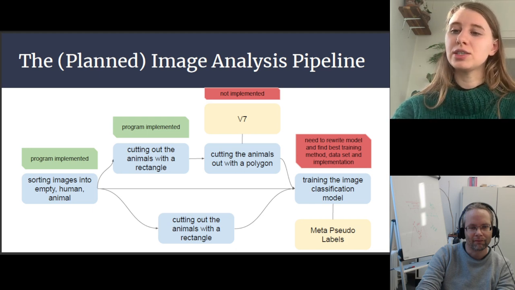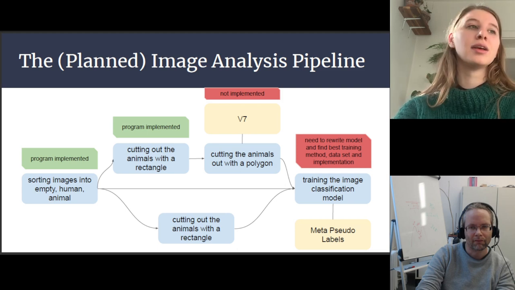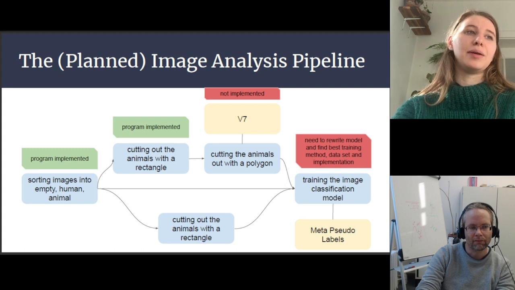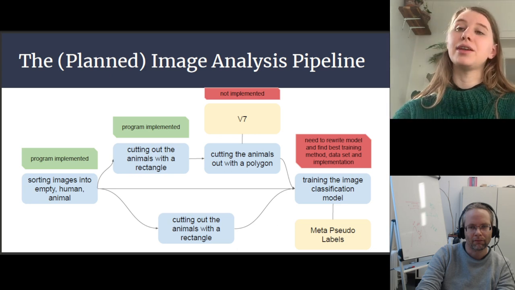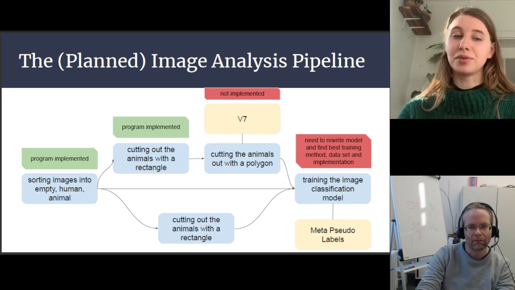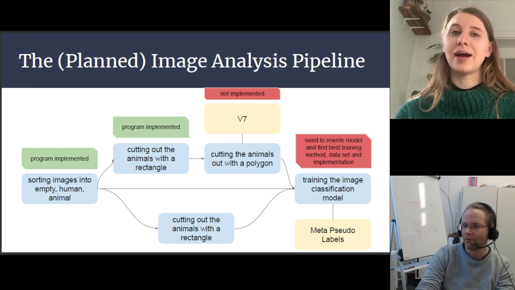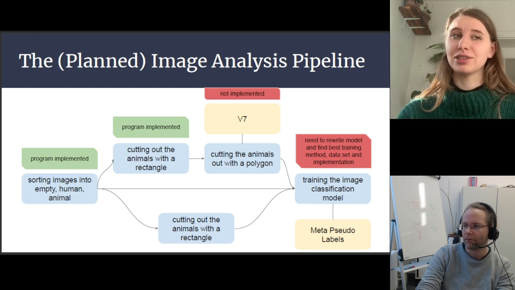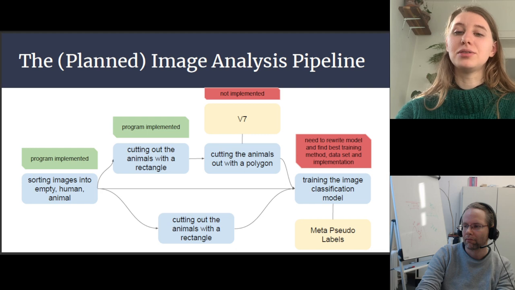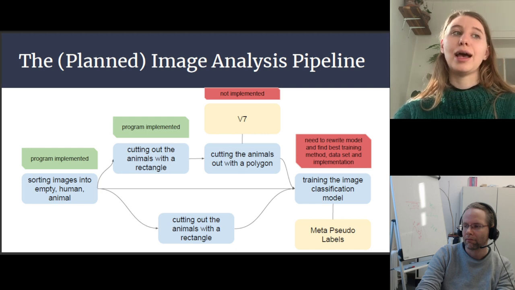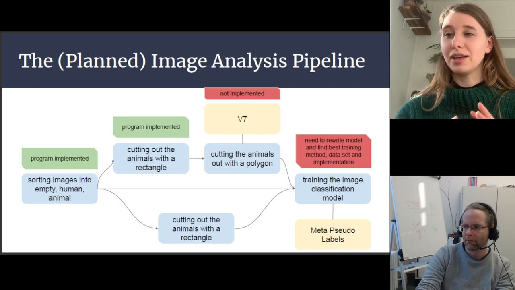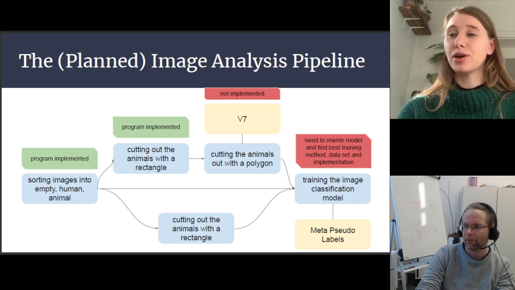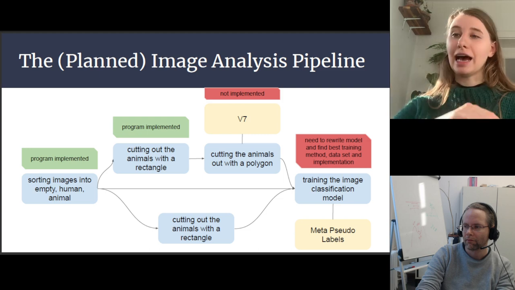And there could be a third step. So the question is, is cutting out the animals with just a rectangle enough? And we follow the upper path, where we cut the animal out with a polygon. The polygon is pretty much the exact outline of the animal. And V7 is also a neural network model, and it's really good at making precise outlines of animals. But it's not good at doing it when the image is super big and there are a lot of things on it. So you kind of have to tell this model where the animal is approximately. That's why I put the step of cutting out the animals with rectangles before it. So Megadetector will make the overall analysis of the image to see, oh, this is where the animal is approximately, and then V7 would be like, okay, I can make the outline of this animal.